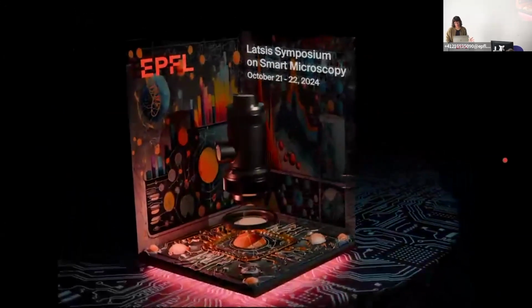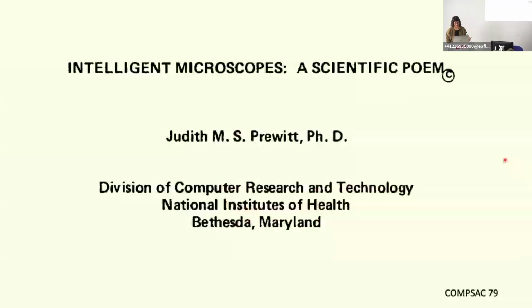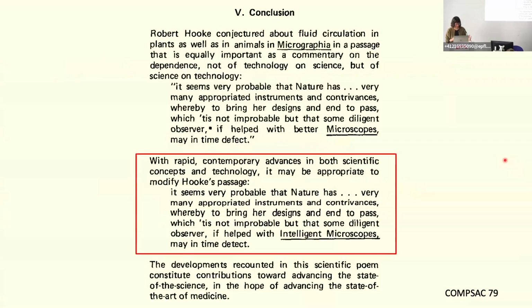And one of the things that I came across when I was preparing for this symposium is this, I think, really beautiful example of how people have been thinking for a long time about the intelligent microscope. So I cited Jan Hiskin's work, but even before then, back in the 70s and 80s, there were people who were thinking about intelligent microscopes. And I love this work from Judith Pruitt. It's actually a published piece of work, Intelligent Microscopes, a Scientific Poem. And just to read a very tiny part of this really multi-stanza poem that I suggest you look up.